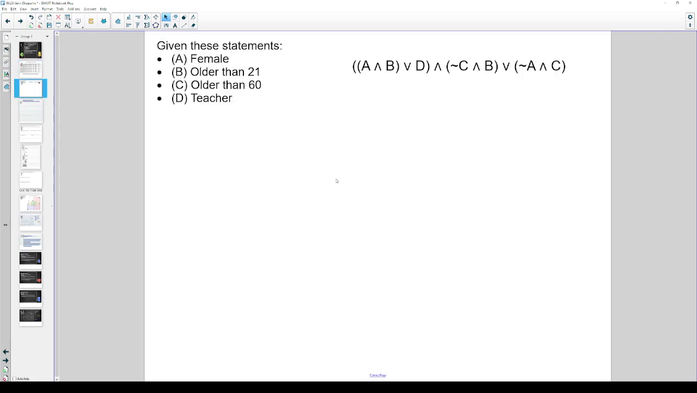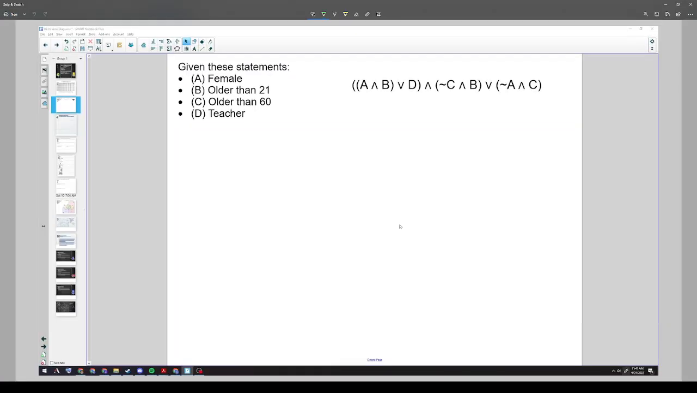So next, I want to talk about how we could look at that a little more simply than making that complex truth table. So given these statements, I'm evaluating these specifically for me, Mr. K. So I know that I am not female, so not A. I am older than 21, so that's B. I am not older than 60, so that's not C. And I am a teacher, so that's D.